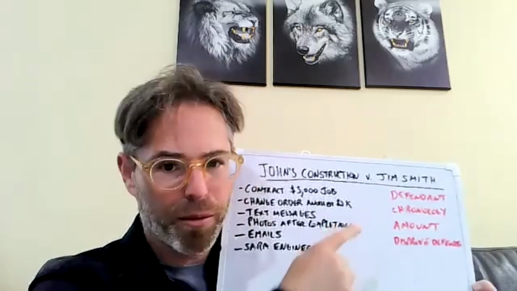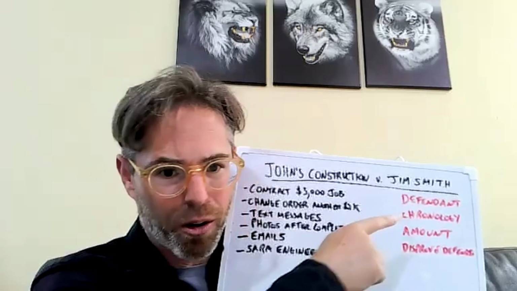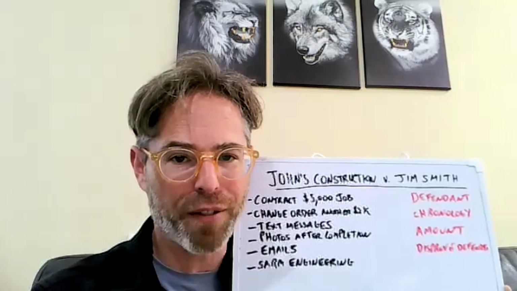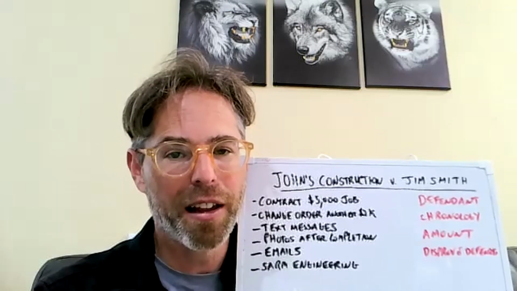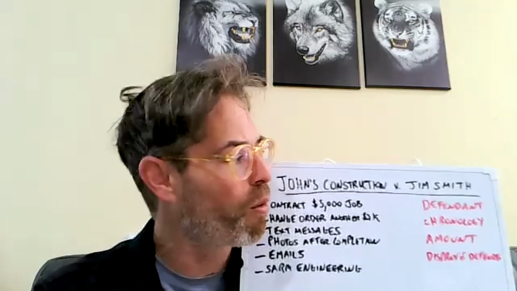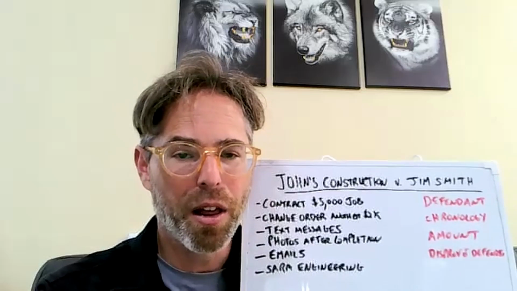So the first thing I talked about in the last video, and I wrote down here in the corner in red, is defendant, meaning making sure you name the right defendant. Now, in this case, that's simple because Jim Smith is the one who entered into a contract with John's Construction. So therefore, Jim Smith is going to be the defendant.